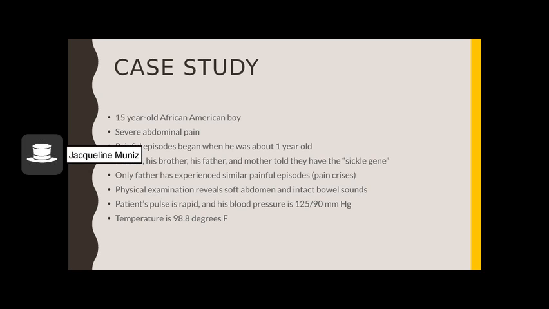The patient is a 15-year-old African-American boy who presents to the emergency department with severe abdominal pain. His mother informs you that these painful episodes began when he was about 1 year old. She also tells you that the patient, his brother, her husband, and she have been told they have the sickle gene. Only her husband has experienced similar painful episodes, pain crises, however.